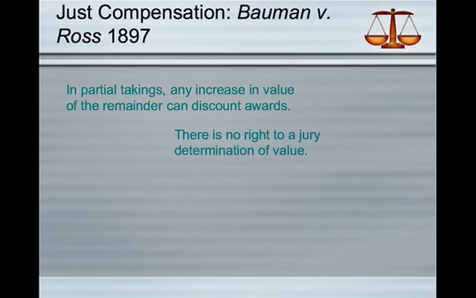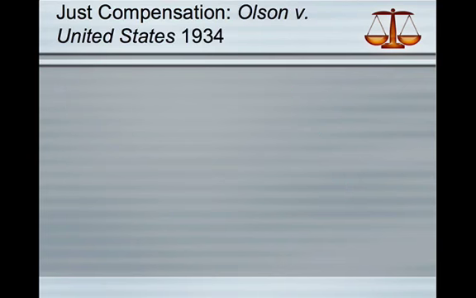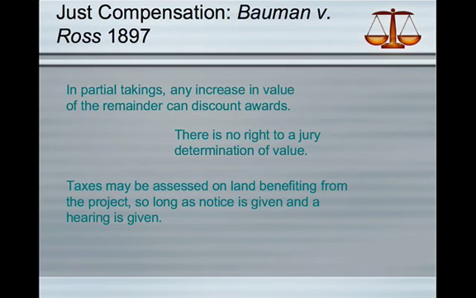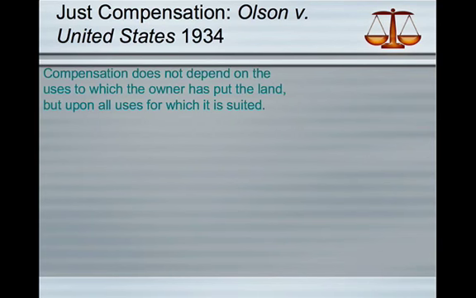They also said there's no right to a jury to determine the value of your property. So it's just the judge. Well, or not even a judge. It could even be just a legislature. They can set up committees or whatever. And also taxes may be assessed on the land benefiting the project, so long as notice is given and a hearing is given. And this was all to build highways within the District of Columbia. So they could get money from the taking, right? Because they could discount and then they assess your land for new taxes. Well, yeah, exactly. They'll take your land and make you pay.